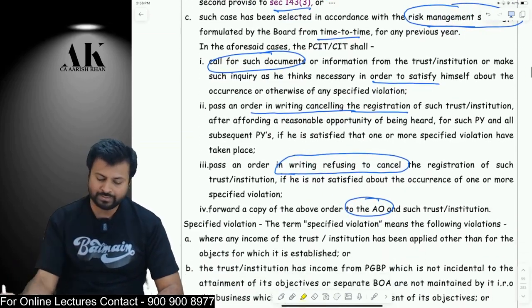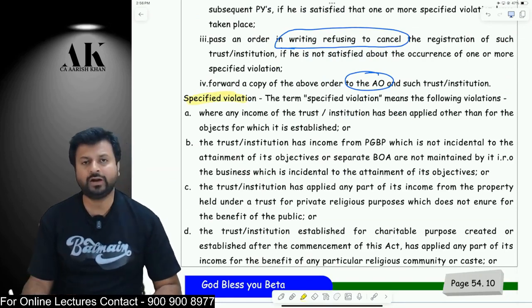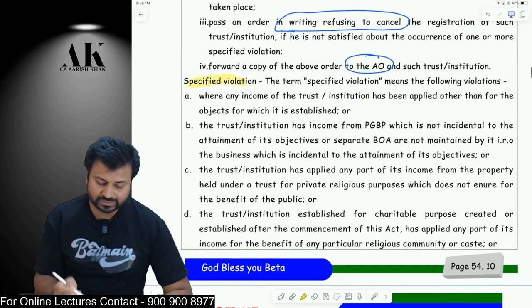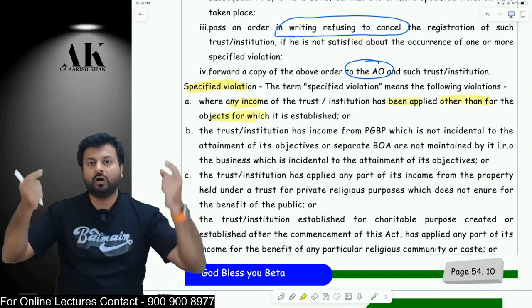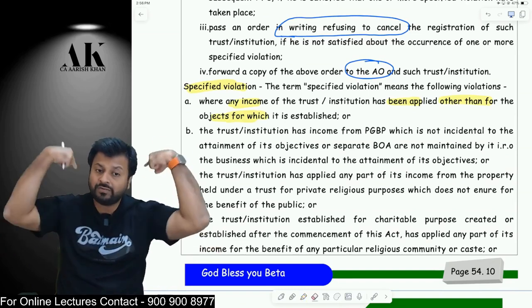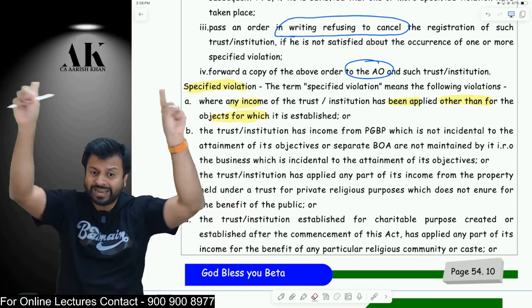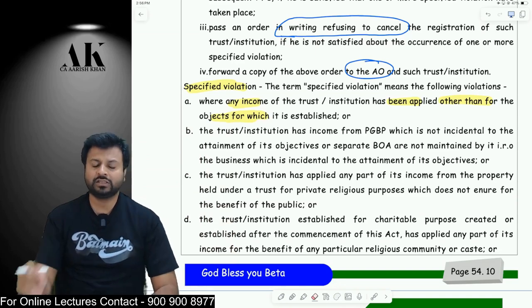Okay, now what do I mean by specified violation? Come over here. Specified violation is defined, and there are a lot of points mentioned over here which can be called a specified violation. What is the first thing? Where any income of the trust has been applied for other than the objects for which you are registered. You are registered for relief of the poor, but you are applying the money for some other object, then you are doing a specified violation and your registration may be cancelled.